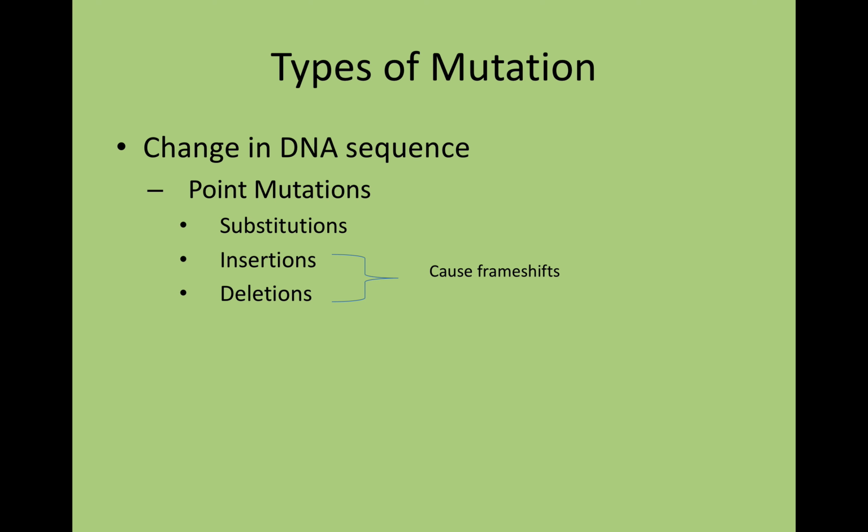And there are three types of mutations that would happen during DNA replication. These are called point mutations. So there are substitutions, insertions, and deletions. Insertions and deletions cause what are referred to as frame shifts. That's because the reading frame in which the proteins are actually produced then does change.